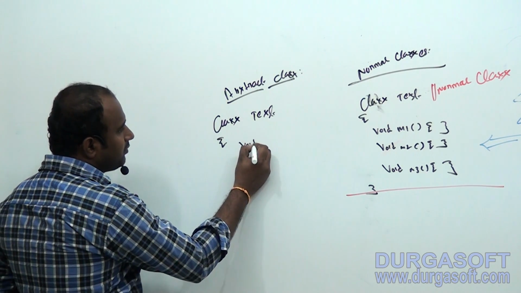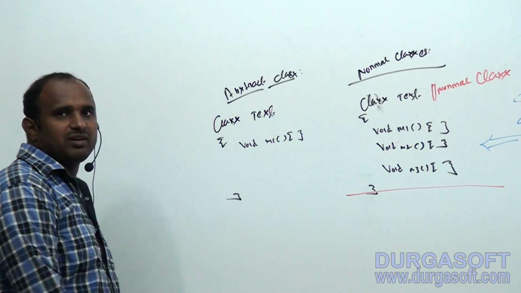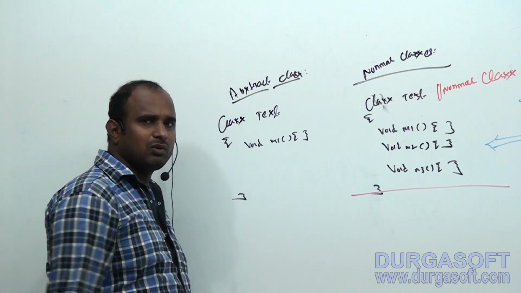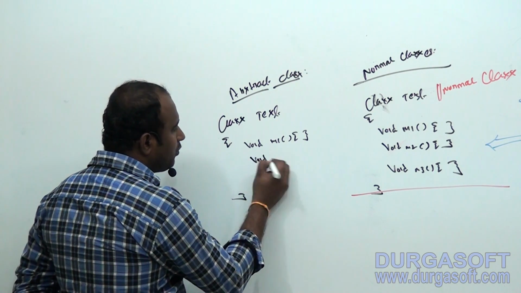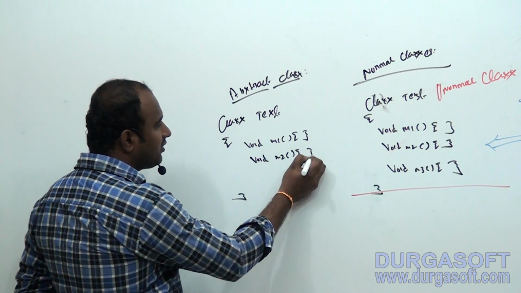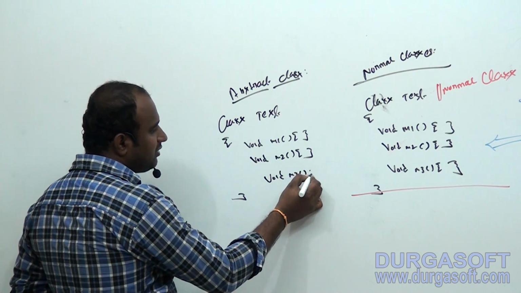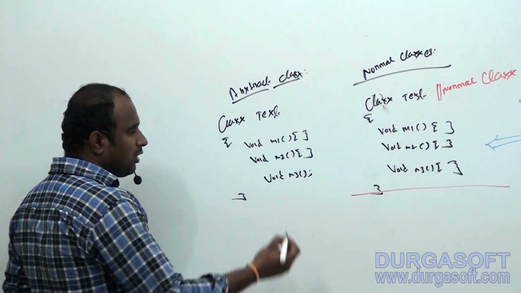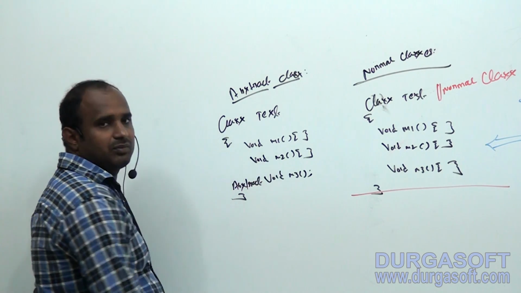Inside the class, I declared void m1, open brace, close brace. Is it a normal method or an abstract method? Obviously a normal method. A normal method contains method declaration, and open brace, close brace is the implementation. Here I am writing a void m2 method. This is also a normal method. But I am declaring the third method, void m3 semicolon. Ending with a semicolon means, obviously, which method? An abstract method. To represent this method as an abstract method, use the abstract modifier.